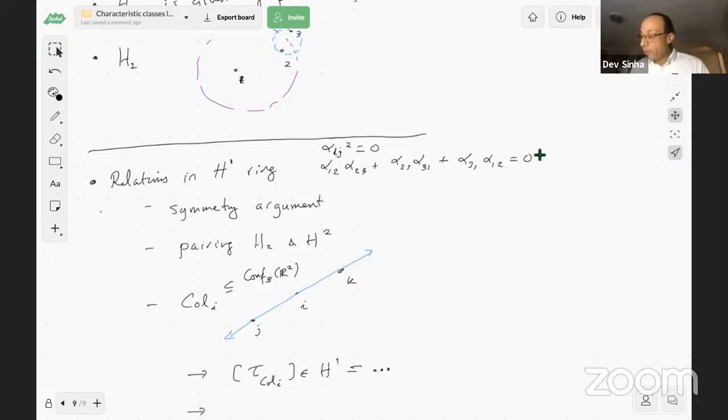And then here's this lovely fact: because COLi doesn't intersect COLj if i and j are different, there's a relation between their Thom classes. Okay, I'm going to stop now.